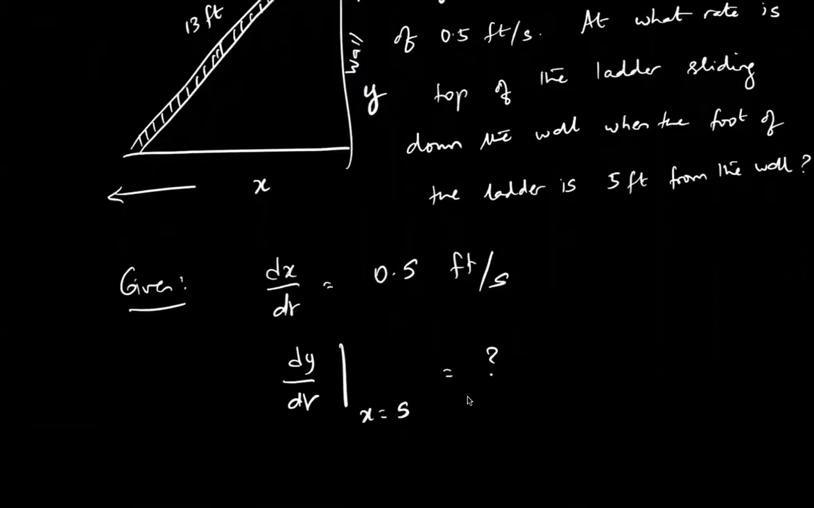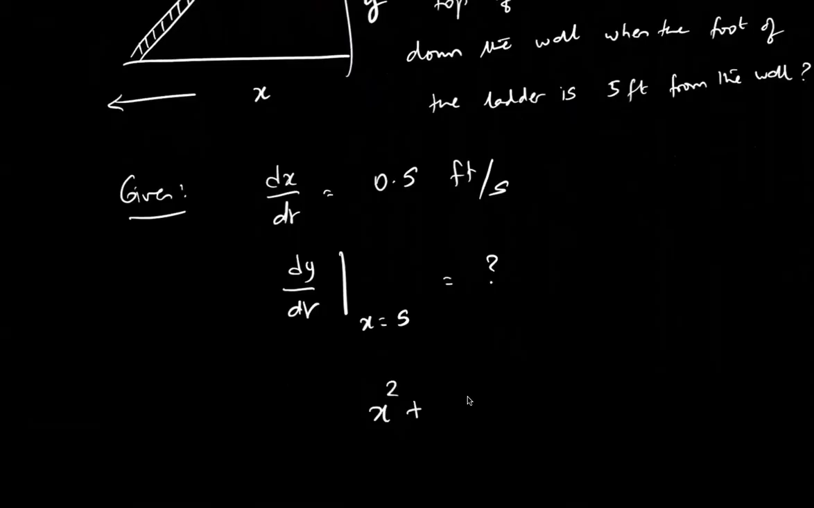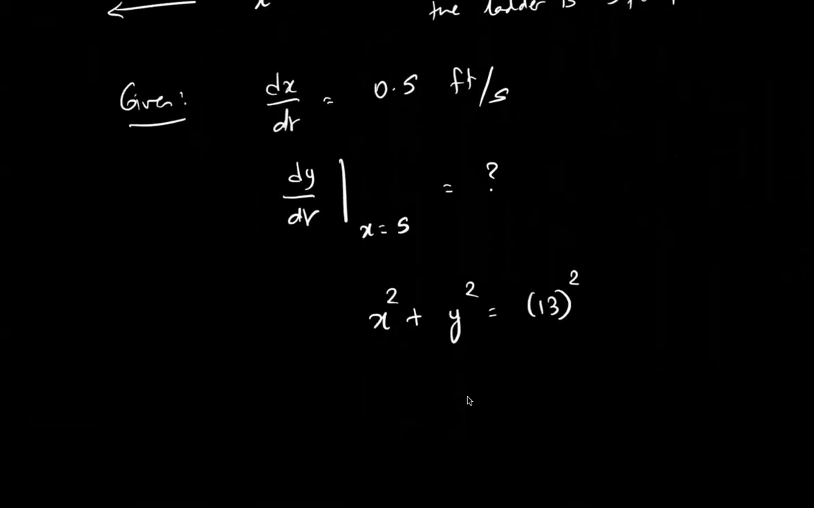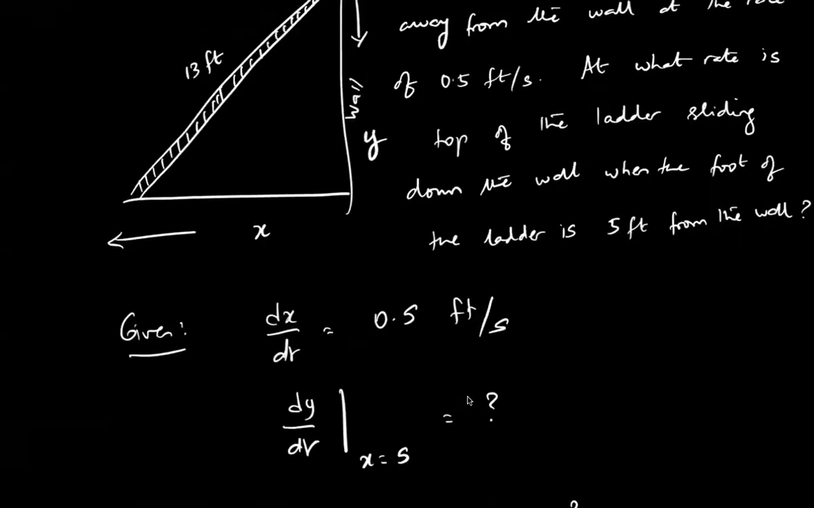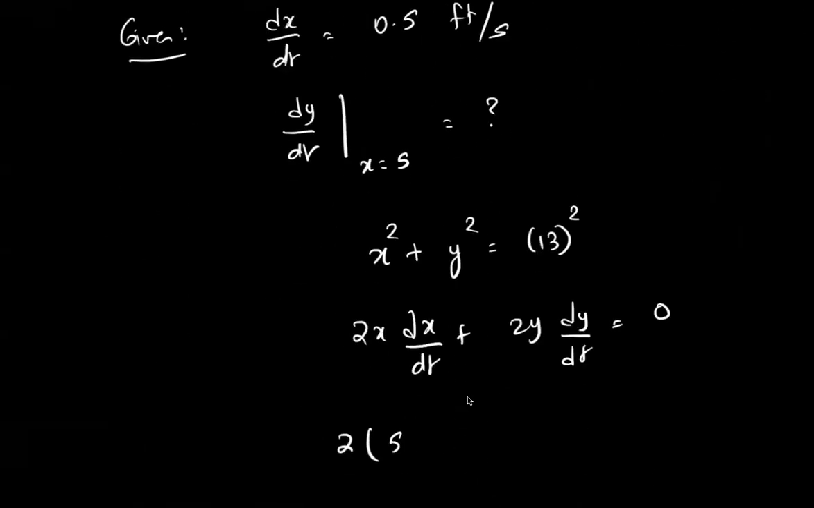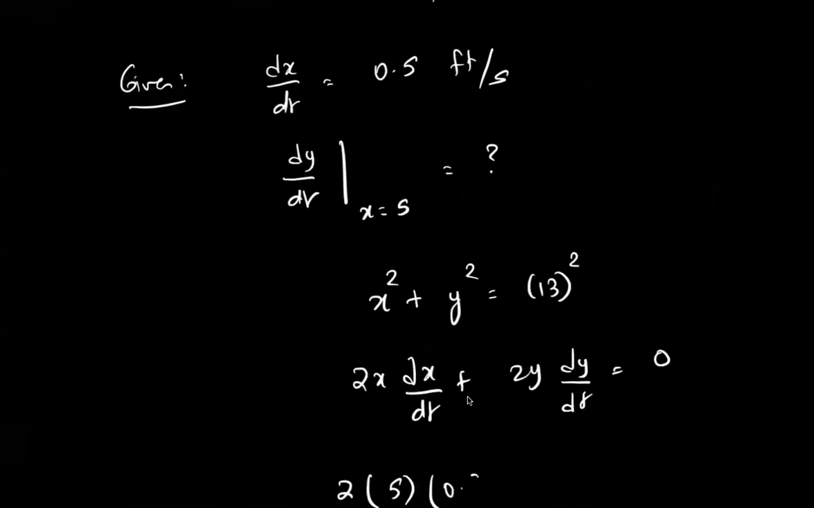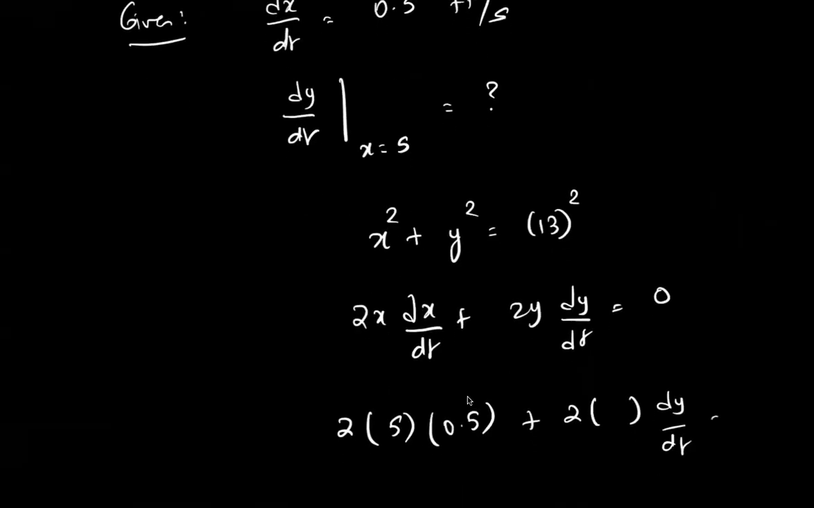Okay. So the relationship between x and y is that x squared plus y squared is 13 squared. So you take the derivative: 2x dx/dt plus 2y dy/dt, and this is a constant, so the derivative is 0. So let's see what is given to us. We know that x at that instant that we want is 5, dx/dt is 0.5, y at that instant we don't know, dy/dt is what we are asked to find. So how do you find y at that instant?